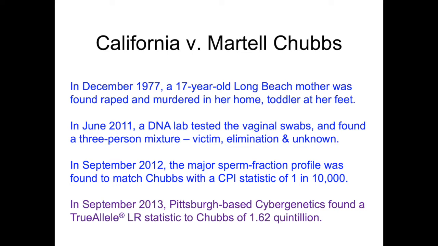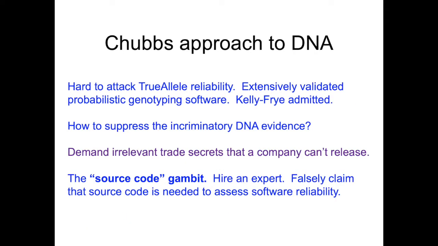And the next year, the major sperm fraction profile was found to match Martell Chubbs with a manual method statistic, combined probability of inclusion, or CPI, of 1 in 10,000. And the next year, our company, Cybergenetics, using our TrueAllele probabilistic genotyping technology, found a likelihood ratio statistic to Chubbs of over a quintillion. That's a 1 followed by 18 zeros.